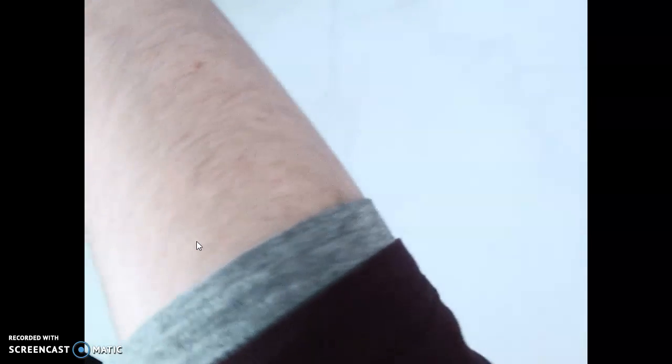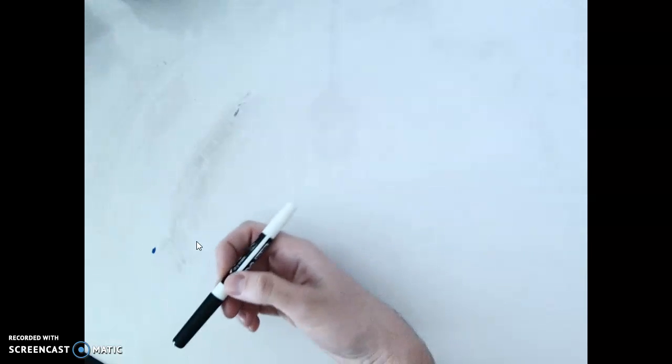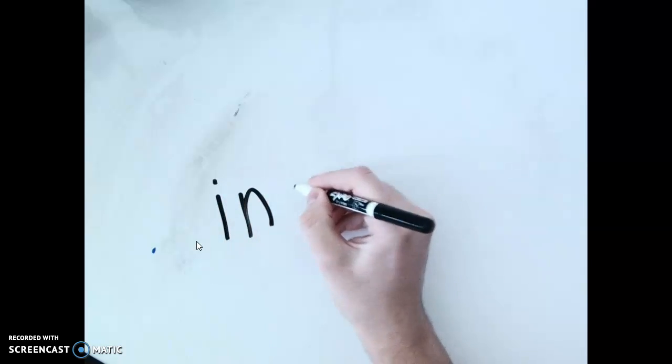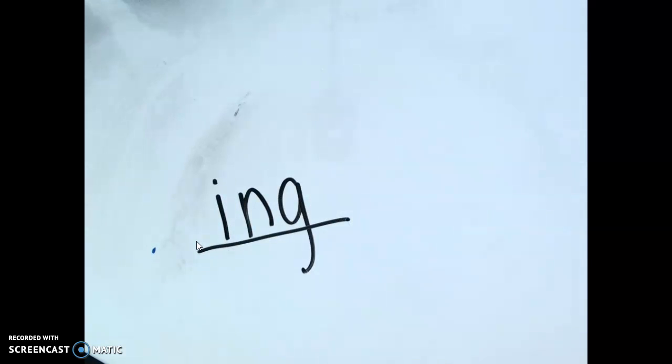Okay, so let's get out our whiteboards and our markers, or paper and pencil, whatever you have today. Okay, I'm going to say a sound, and we're going to write it on our whiteboard. Ready? Ing. I-N-G says ing.